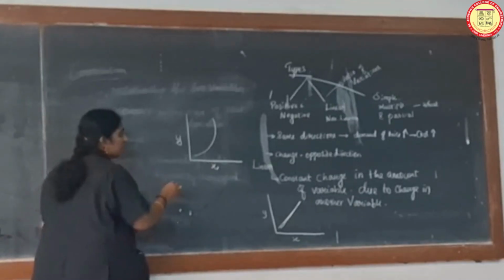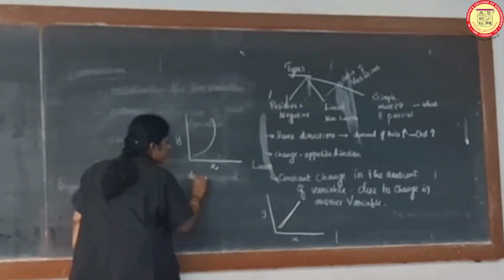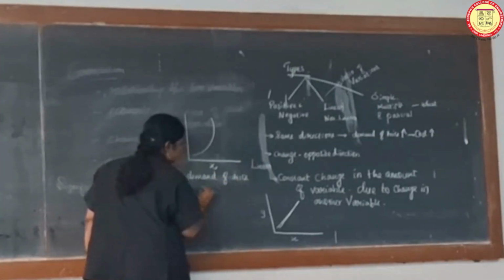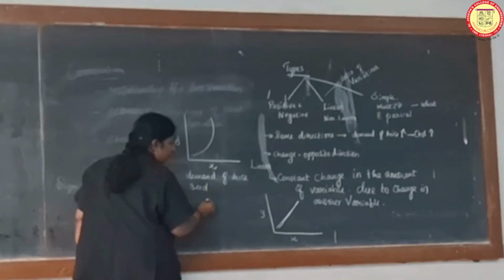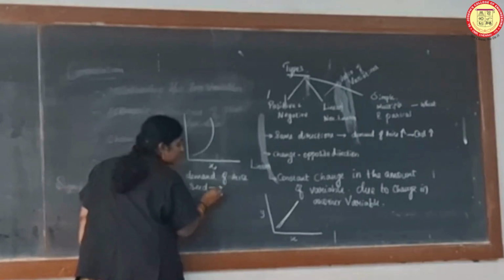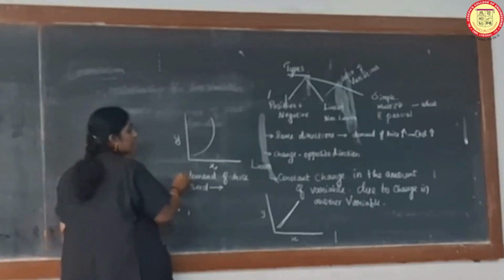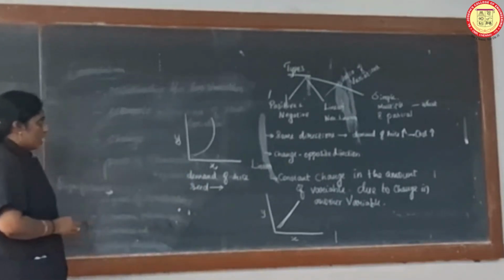So the example is the demand of rice seeds, or seed production. There is no fixed proportion, even if you use double the fertilizers. So this is the example for non-linear correlation.